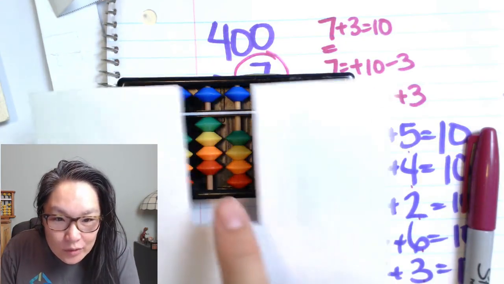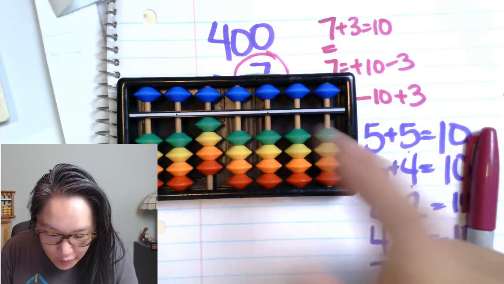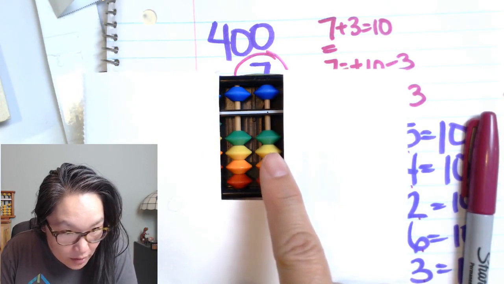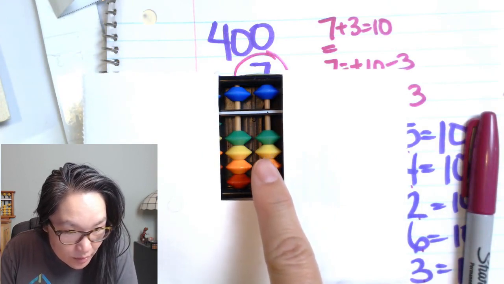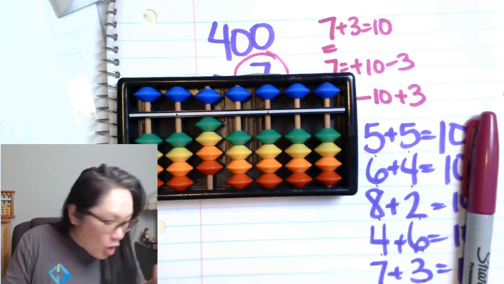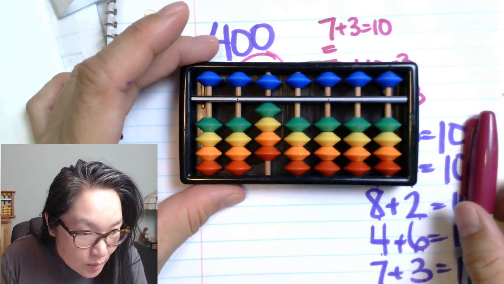Okay, so this is 400. What we're going to do is focus on this number over here. Do they sell abacus with decimal points? Yes, decimal points right here. What are you talking about, April Ann? It doesn't matter where the decimal point is, actually.